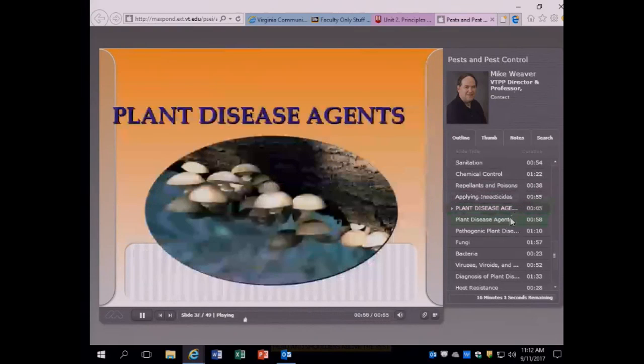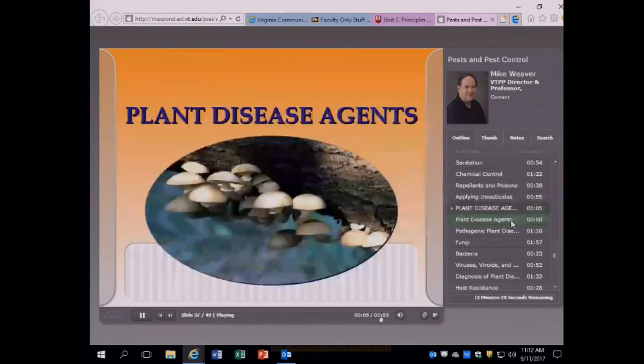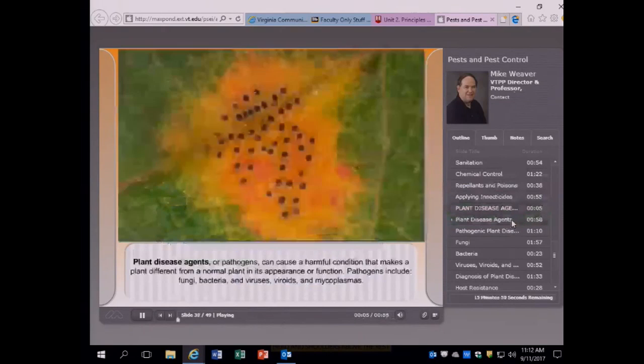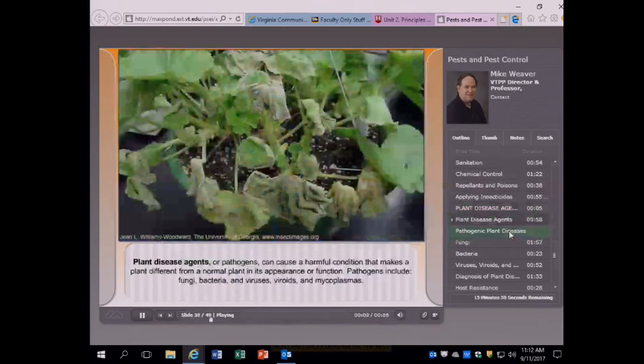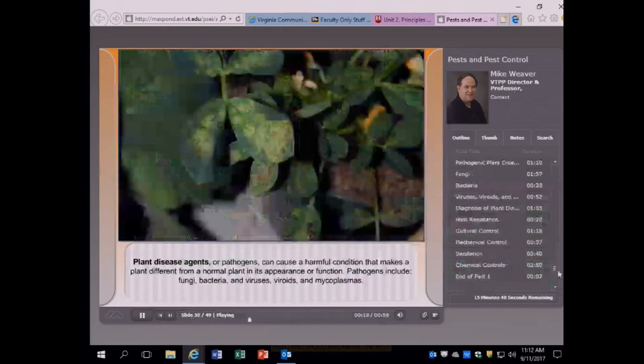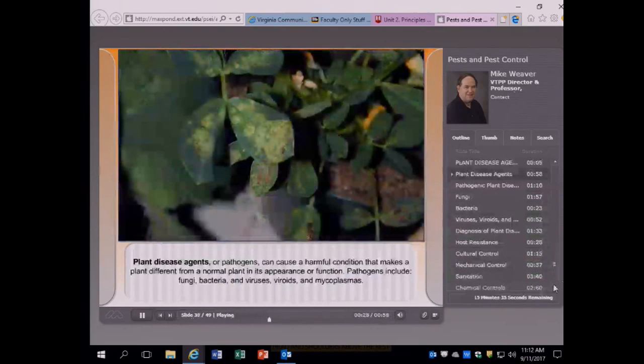In this section, we're going to talk about plant disease agents. A plant disease is any harmful condition that makes a plant different from a normal plant in its appearance or function. Plant diseases caused by biological agents, or what we call pathogens, are the ones most important for you to know about because pesticides are often used to control them. Pathogens include fungi, bacteria, viruses, viroids, and mycoplasmas. It should also be noted that plant parasitic seed plants and nematodes are sometimes considered plant disease agents because of the type of injury they cause to host plants.